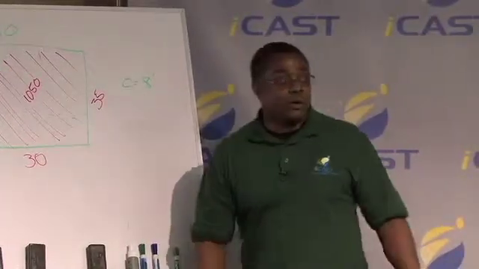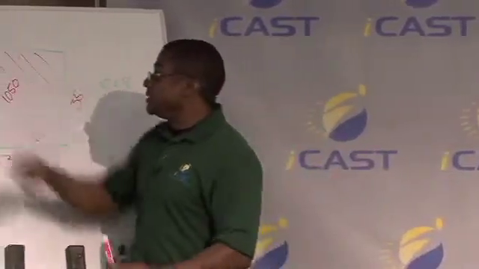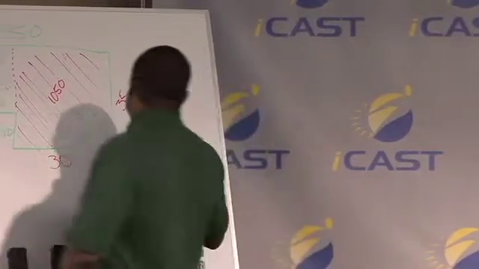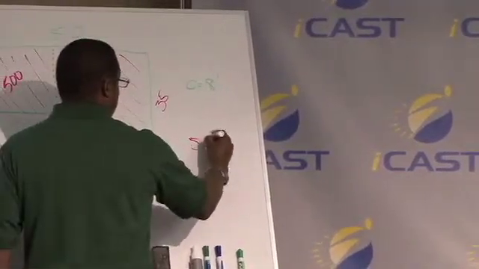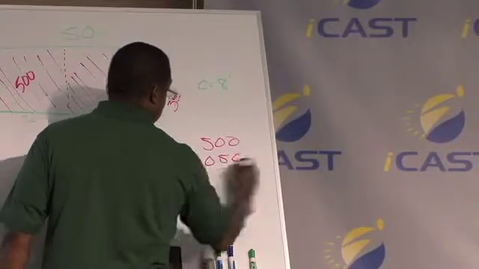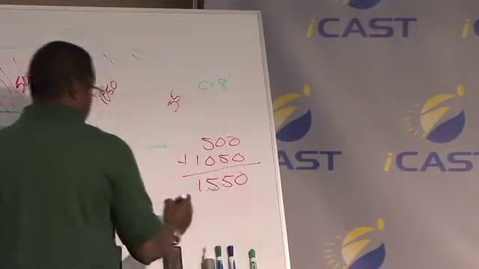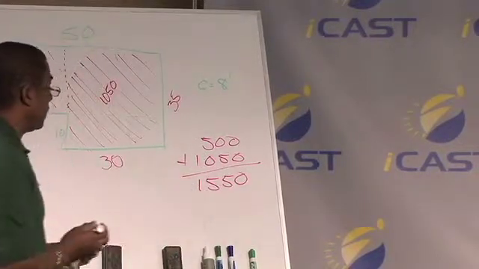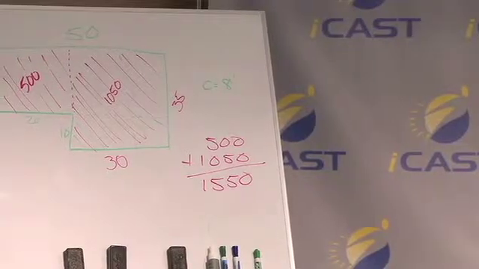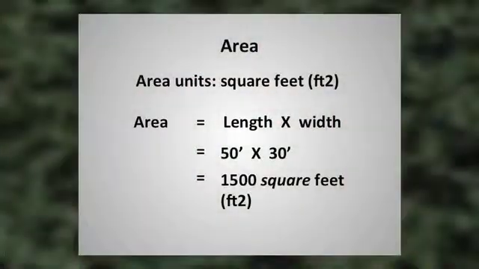But how do we get the whole thing? Add those two. So we add the two areas together. So we have 500 plus 1,050. 1,550 what? Square feet, right? That is the area.